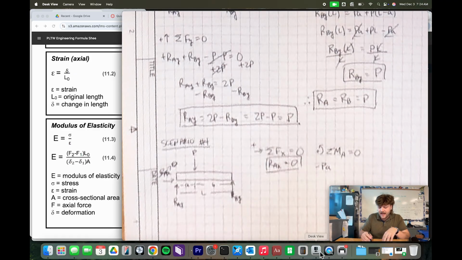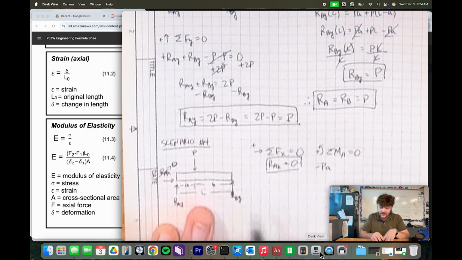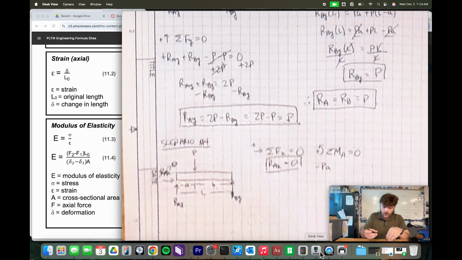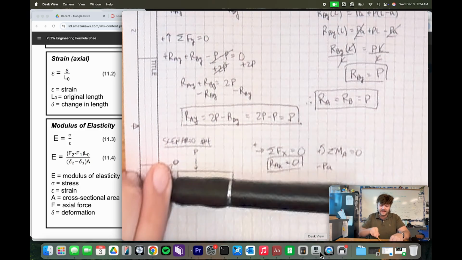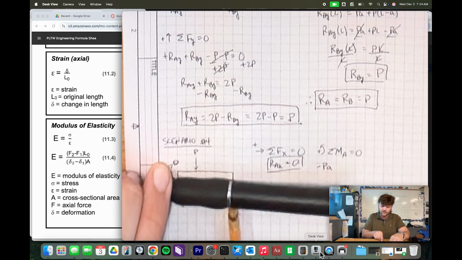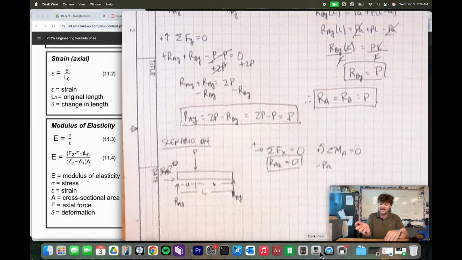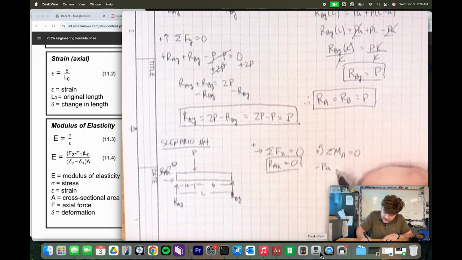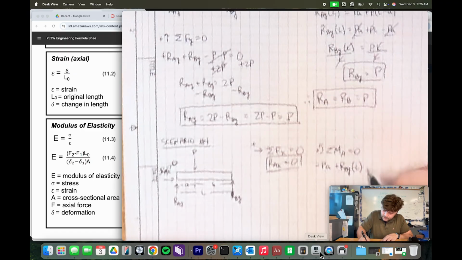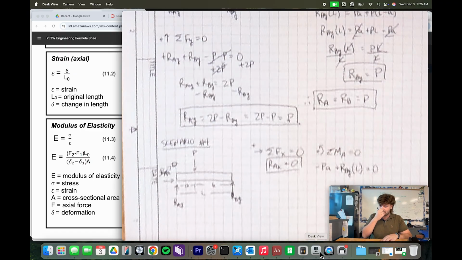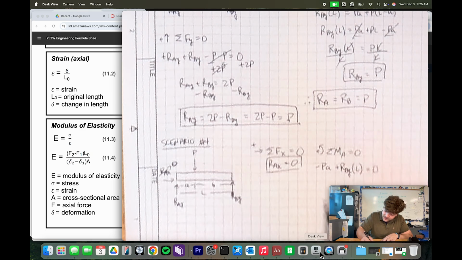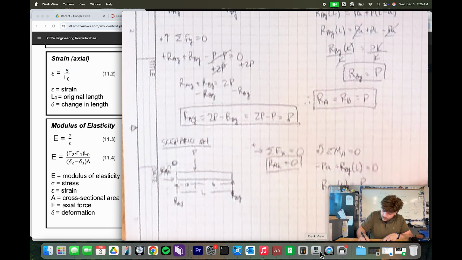And then we can also simulate this reaction force at RBY. So if I push up, it's going to be right there. That's going to cause counterclockwise rotation. So then it's going to be RBY times L, and that's going to be equal to 0, right? Because those are all the forces that are going to cause a moment on this beam. Now we can solve for RBY. RBY times L is going to be equal to PA.